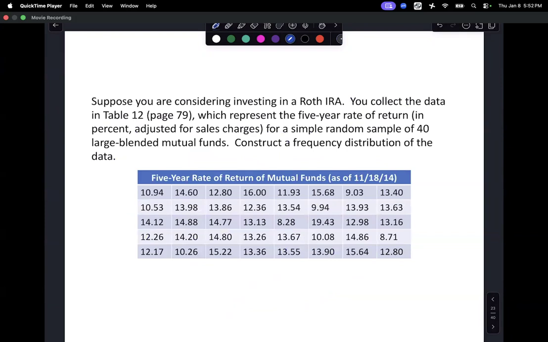So, you're considering investing in a Roth IRA. Now, this was in your textbook. I pulled it out of there. It was on page 79 of the textbook, but you don't have to look at it. I'm just citing my source here. You collect the data on that in the table on page 79. It represents the 5-year rate of return in percent adjusted for sales charges for a simple random sample of 40 mutual funds. I'm going to construct a frequency distribution of the data.